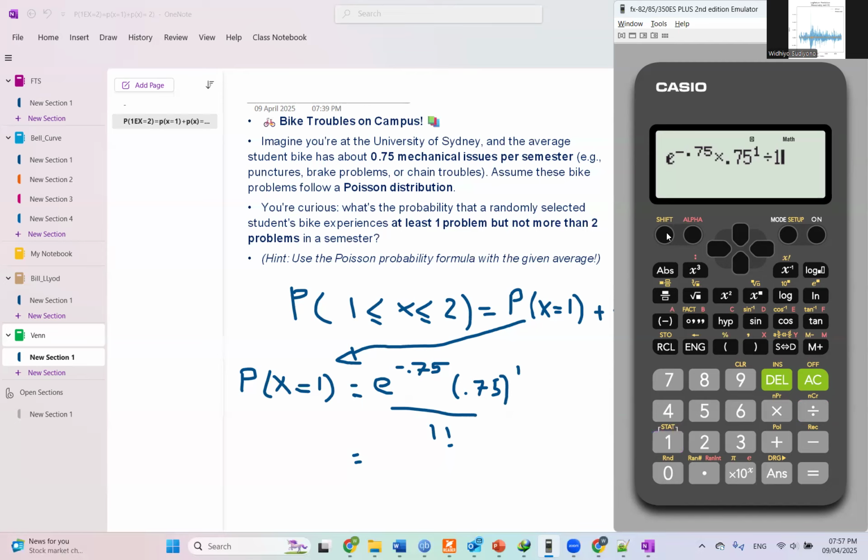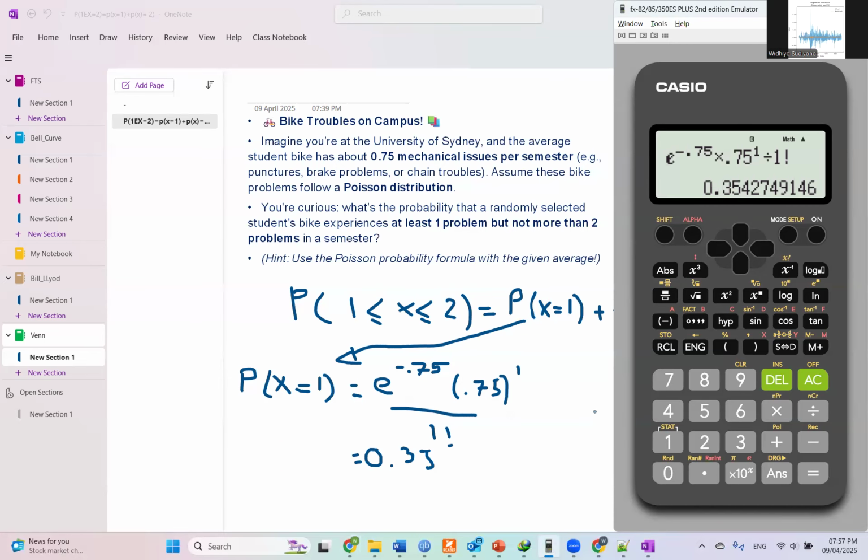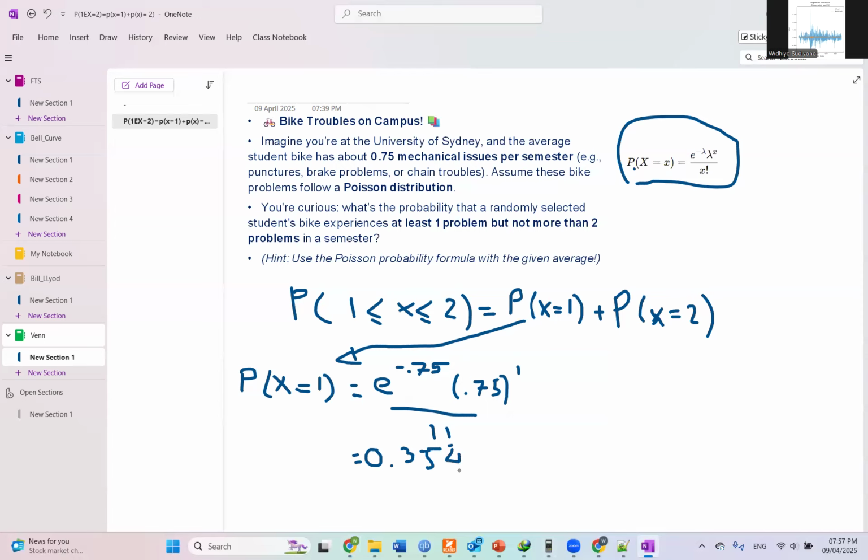So 1 and then press shift in here. This is the factorial. Because this is the yellow text, you need to press shift, then factorial. Now the result would be around 35%. I'll write it down here. So the result is 0.3542. Okay, we are done with this one.